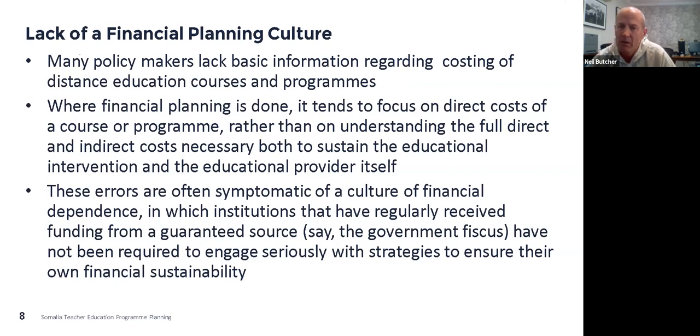As I say at the bottom, I've found that the lack of financial planning is always most in evidence in places where institutions have become financially dependent on a single source of income, which is usually the government fiscus. The reality here at Somali National University, as I understand it, is that we are very heavily dependent on single sources of funding. So this is not a problem per se, but we just need to make sure that we're always doing the financial planning from the bottom up to understand exactly what resources we need to run the program properly.